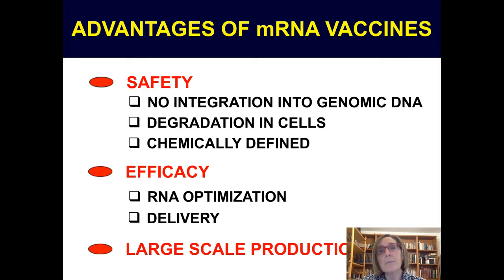mRNA vaccines have important advantages. First, safety. mRNA cannot be integrated into genomic DNA, so there is no potential risk of mutations. mRNA is degraded by cellular RNases. Its half-life in vivo is short, so there is no risk of toxicity by overexpression of the protein of interest, the S protein. They contain a few chemically defined components, which simplifies the regulatory process.